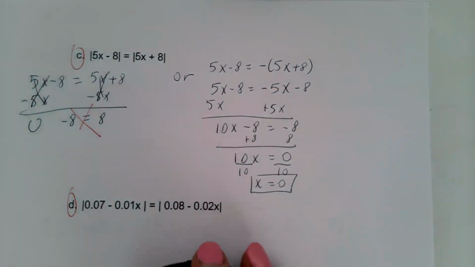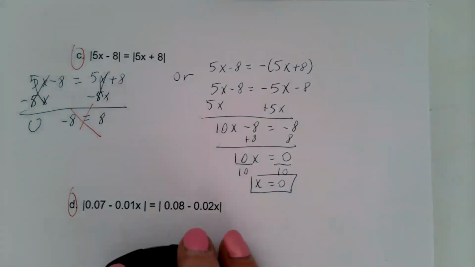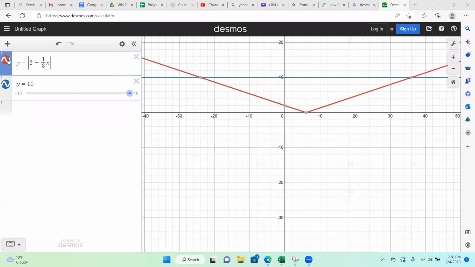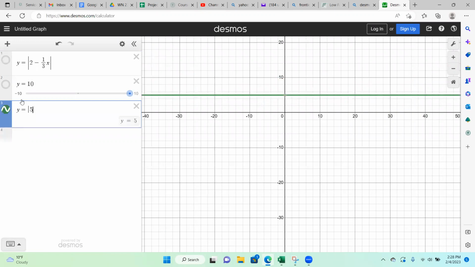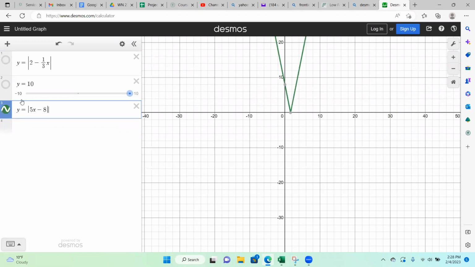So let's go ahead and just look at this one in Desmos. This will be good practice for us. Turn these off here. So we're going to do y equals the absolute value of 5x minus 8, and then y equals the absolute value of 5x plus 8.